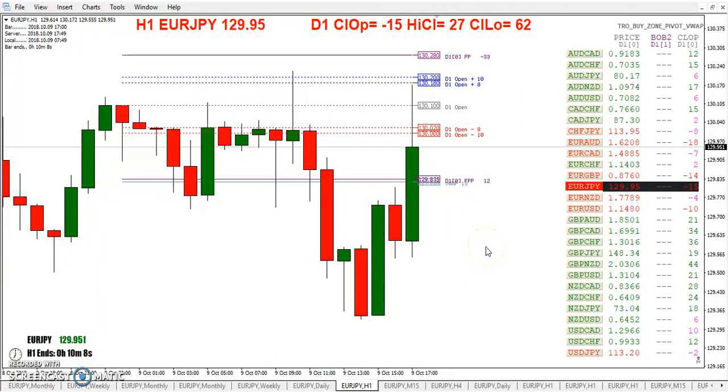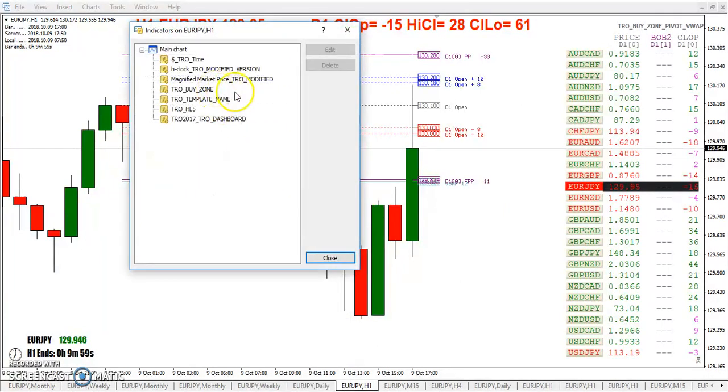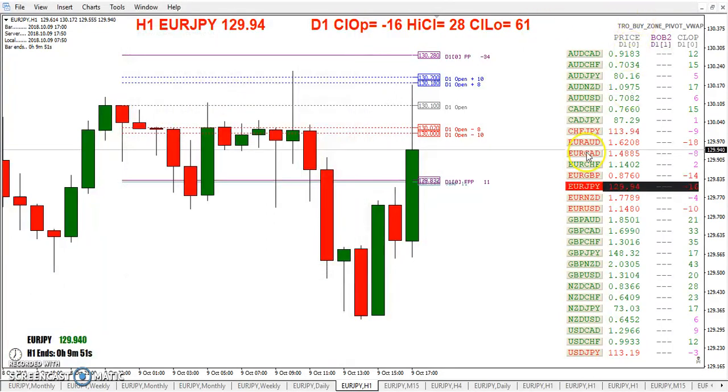But one thing I should probably tell you about this particular setup here, and just to show you, I'm basically using the TROHL5 indicator along with the buy zone, and the other stuff you really don't need if you don't want to have it.